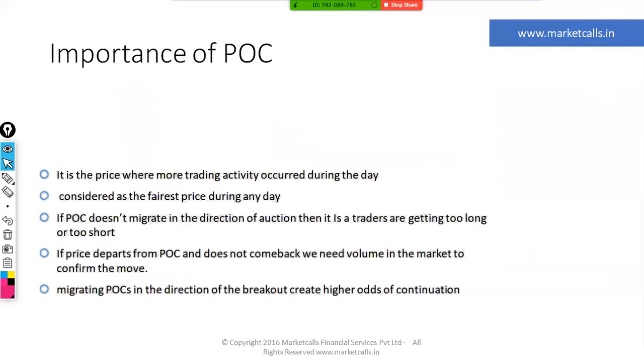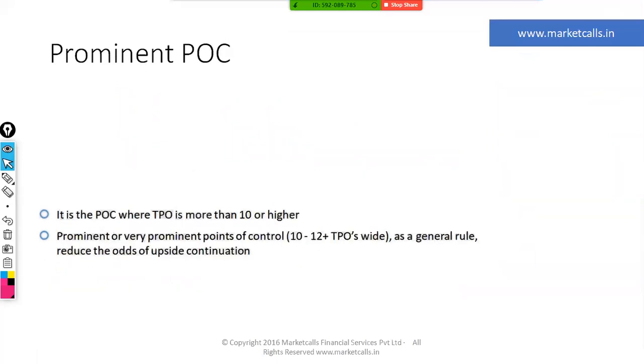So, the importance of point of control. We talked about point of control migration, right? We also talked about how if there are more than 10 TPOs, we call it a prominent point of control, or a very prominent point of control if it is 12 or 13 plus TPOs. Whenever you find 10 or 12 TPOs, as the general rule says, that will reduce the odds of upward continuation.